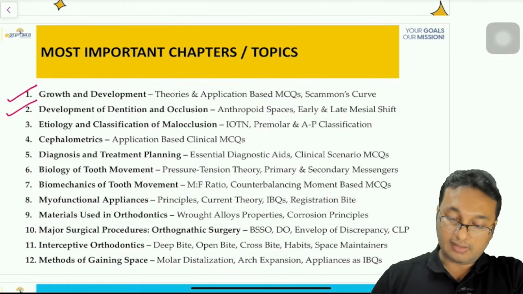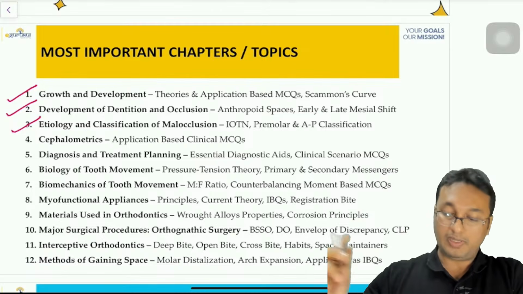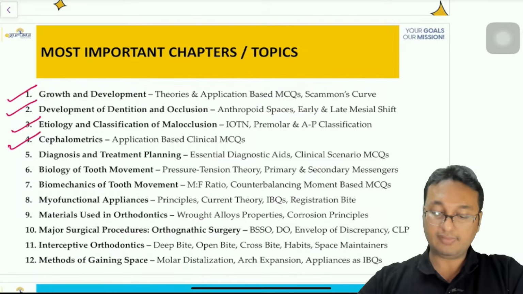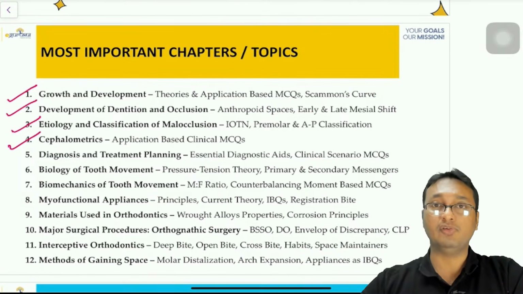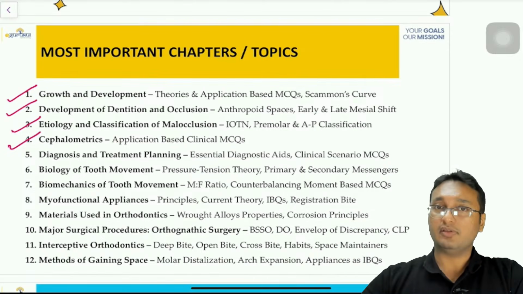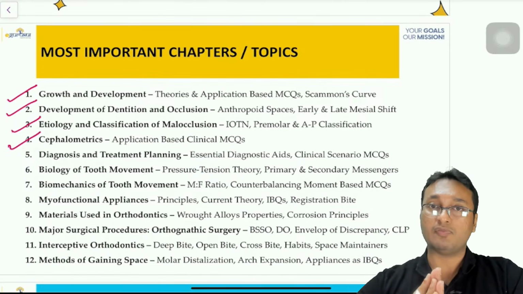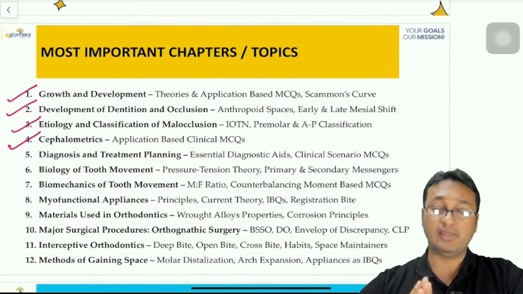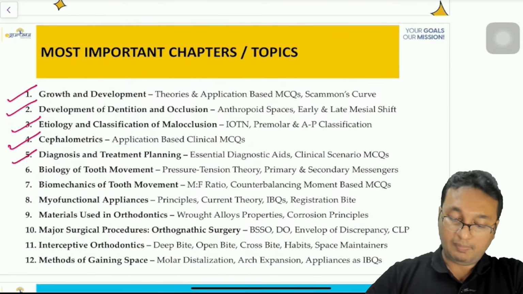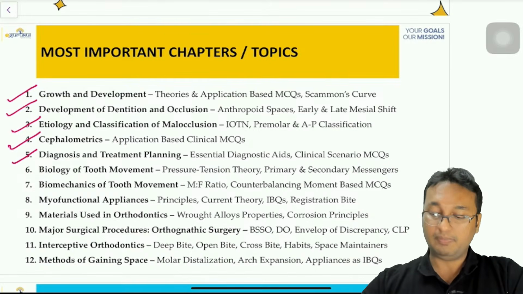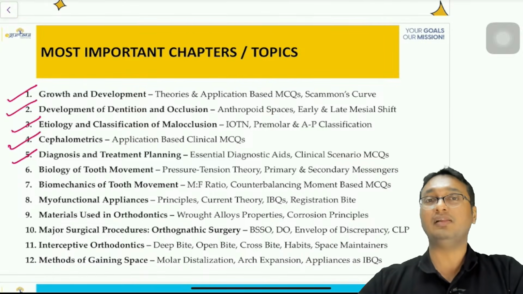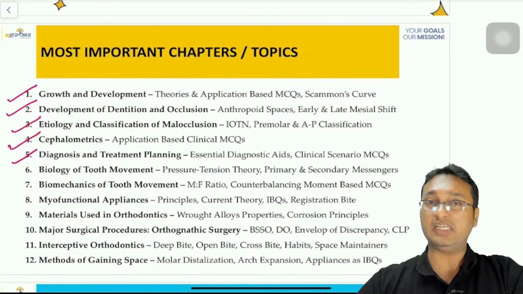Then from etiology and classification of malocclusion, I told you premolar classification and Ackermann-Proffit classifications. From cephalometrics, you can have certain application-based MCQs. You will be given certain clinical situations. You'll be given certain cephalometric norms. You have to make a diagnosis and you have to make an associated treatment plan. Questions like that can be asked. Then from diagnosis and treatment planning, essential diagnostic aids, clinical based scenarios. We have talked about a number of clinical based questions earlier in different GTs.